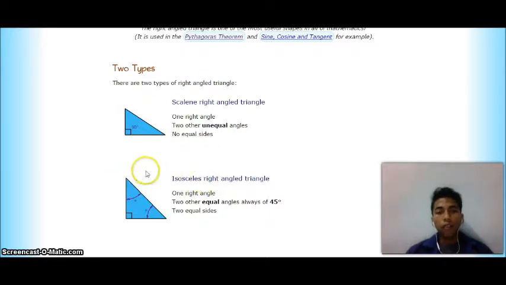The other type of right angle triangle is the isosceles right angle triangle. The characteristic of this right angle triangle is that it has one right angle. Another one, there are two other equal angles, always of 45 degrees, and there are two equal sides like this one.